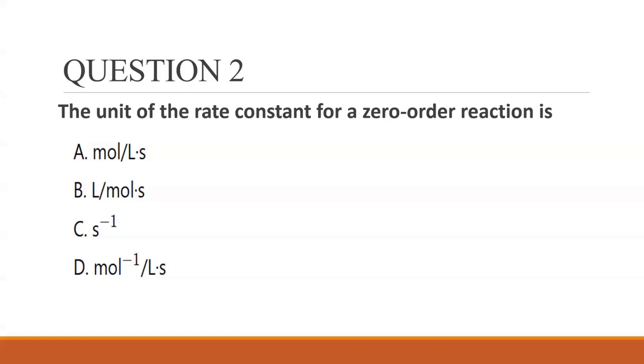Next, the unit of the rate constant for a zero-order reaction is moles per liter second, liters per mole per second, per second, then per mole per liter per second. Okay? What is the answer? We are talking about the unit of the rate constant for a zero-order reaction. We are talking about the units for K in that rate law. So what is it?